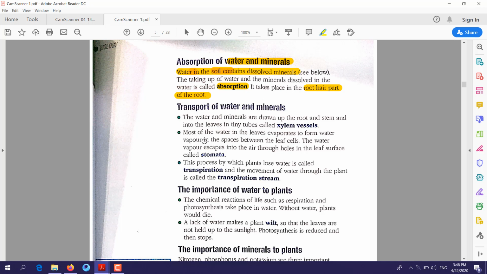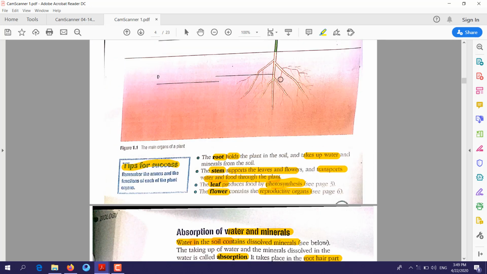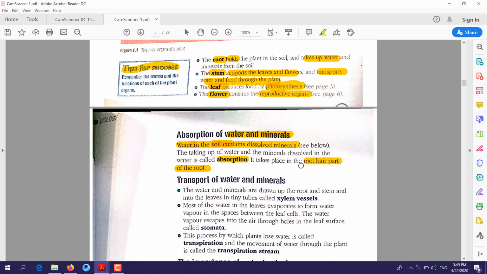In the previous years, we studied that the plant absorbs water from soil by roots. But in fact, roots have other structures in them. We call these structures root hairs. This is the root, the main branch of the root. Here is the secondary branch of the root. Then this branch has small outgrowth structures, like hair. We call them root hairs. So root hairs absorb the water and minerals from the soil. Now, here we have the definition for absorption. Absorption is the taking up of water and minerals from the soil.